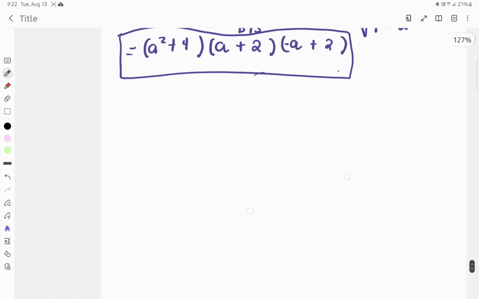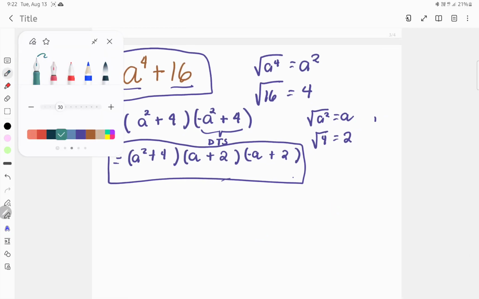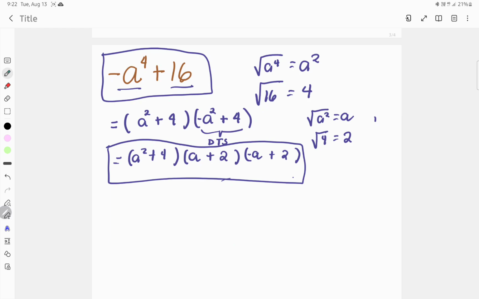Now, reminding again, you need to test. Remember the requirements for factoring a difference of two squares. There are three things that you need to remember. First one, the expression should be a binomial. Both terms are perfect squares. And lastly, the operation between the two terms is subtraction.